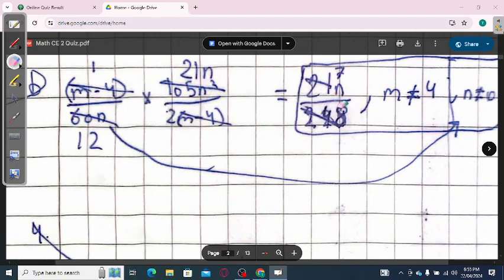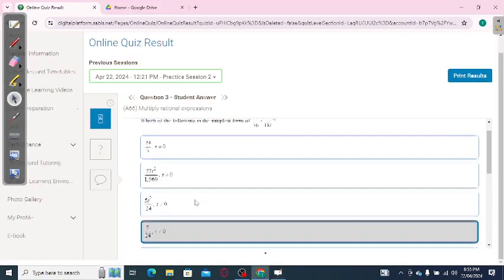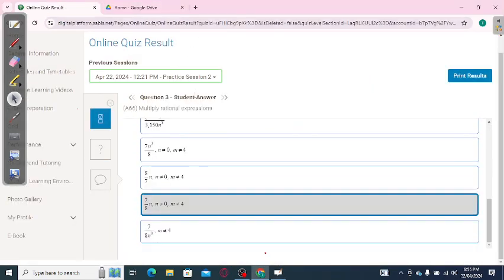So anything you cancel out, you write it. m minus 4 cannot be 0, so m cannot be 4. Okay, and that's your answer. Now, on to the next question, I believe. Yes.